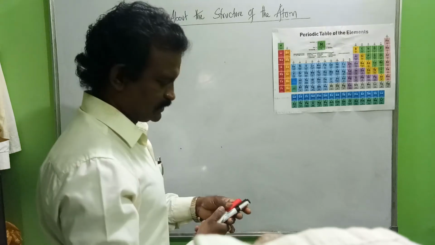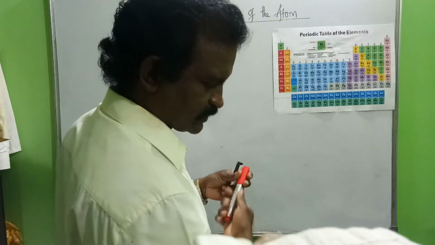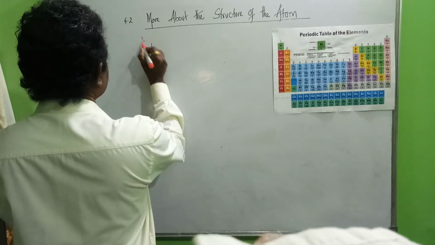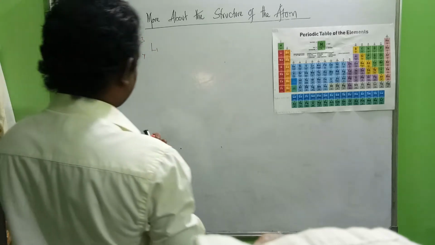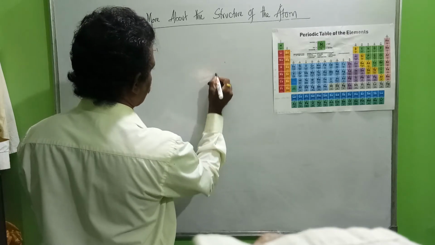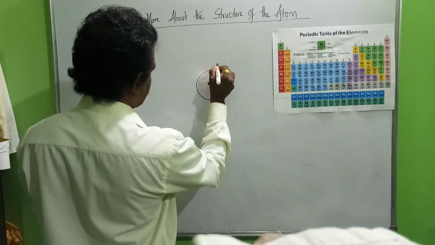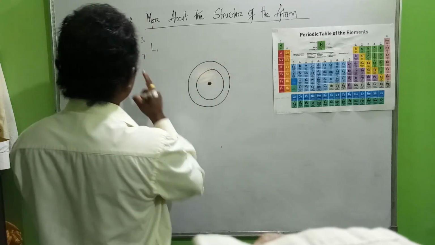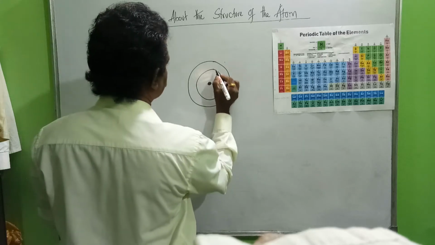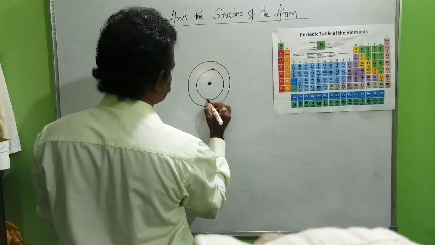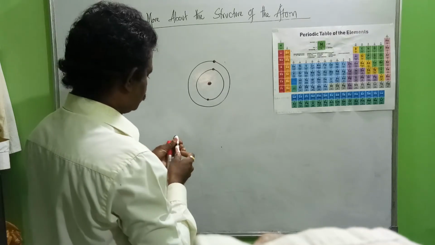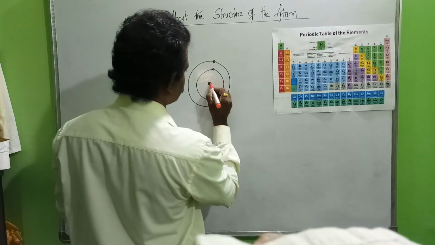First one I will take is the arrangement of lithium. As your book says, lithium is 3, 7. Is it clear now? Now let me fill this up. Nucleus. So atomic number is 3. That means 1, 2, 3. Now what is this? This is your nucleus.